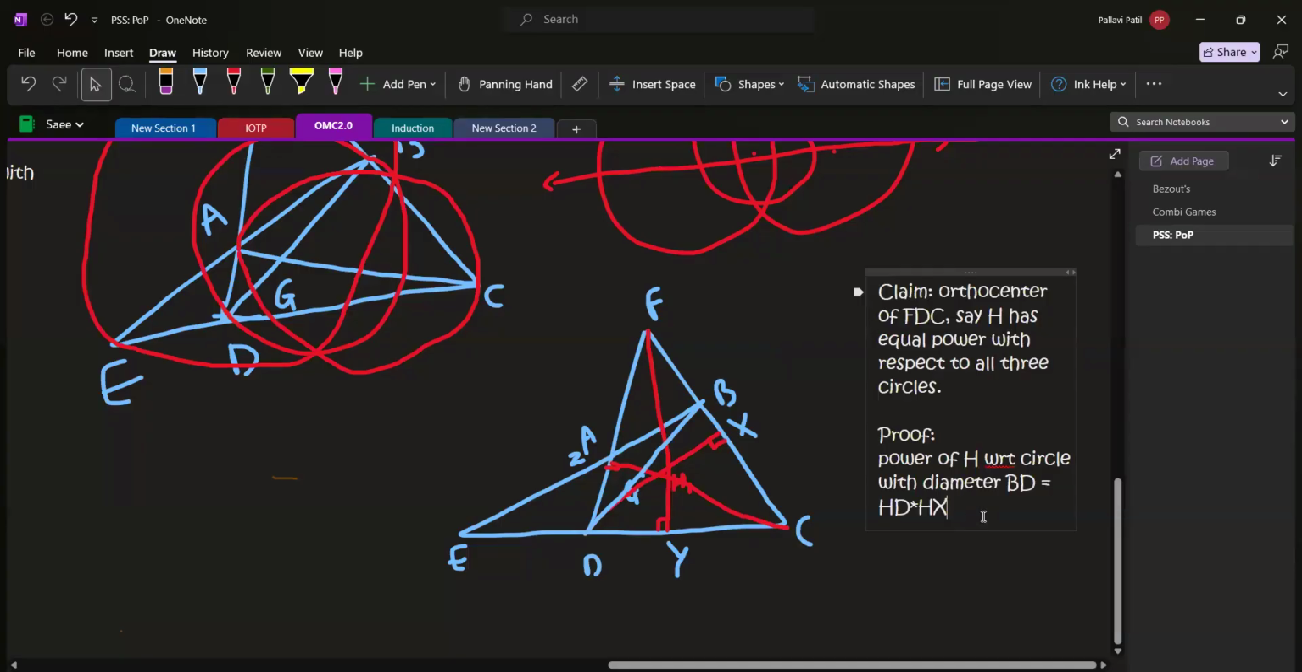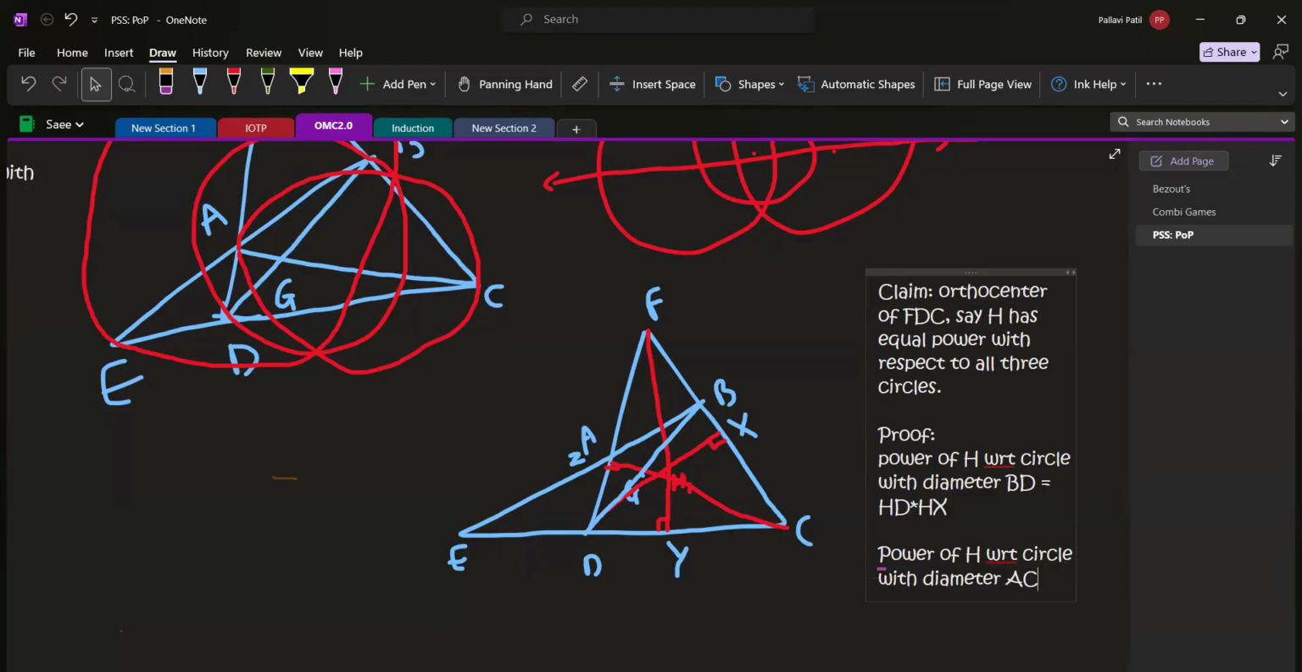Okay, now just quickly finish it off from here. Similarly, with the circle with diameter AC, we have HZ into HC, my bad. Now notice that AZC is 90 simply because of the definition. And so the power of H with respect to the circle with diameter AC is going to be HZ into HC.